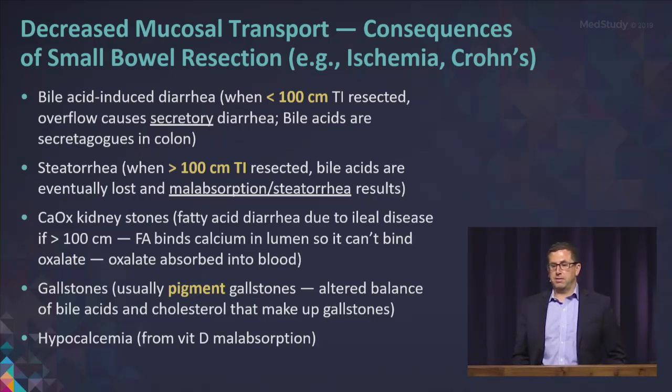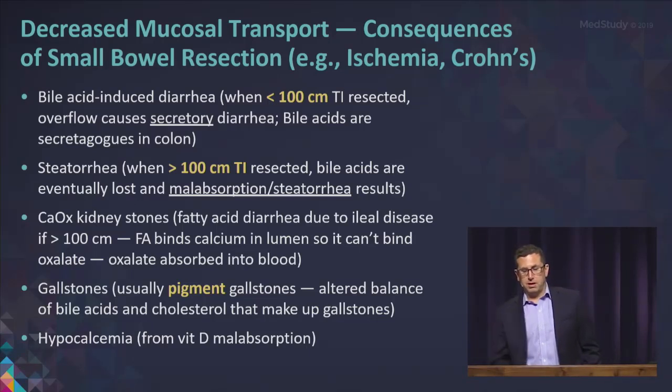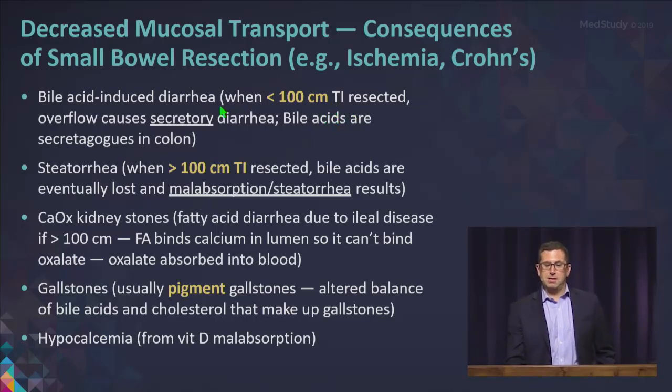This could be seen, resections could be seen in the setting of ischemia or IBD, like Crohn's disease. So generally, these are important cutoffs to remember. So when less than 100 centimeters of the terminal ileum is resected, you could get bile acid diarrhea. So what happens here is bile acids are not absorbed in the TI and they overflow in the colon. And I mentioned this previously, they could cause colonic secretion because they're colonic secretagogues.